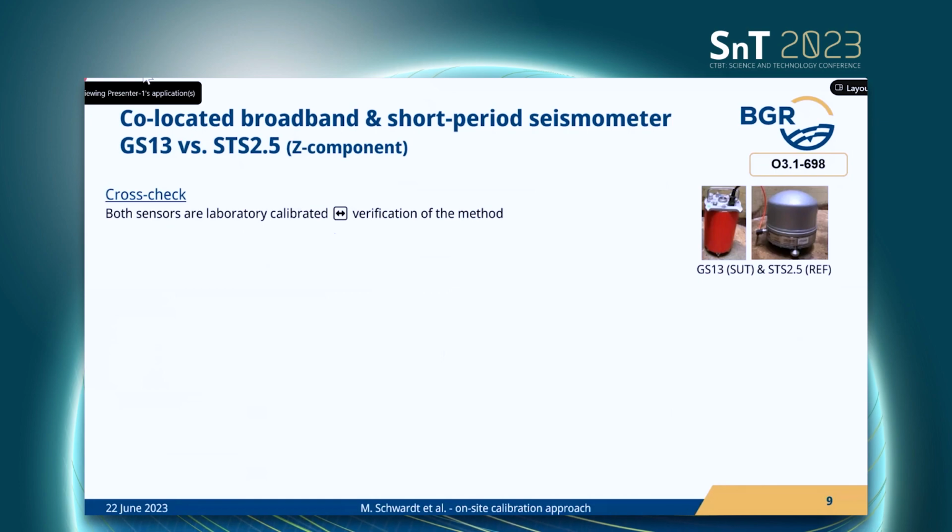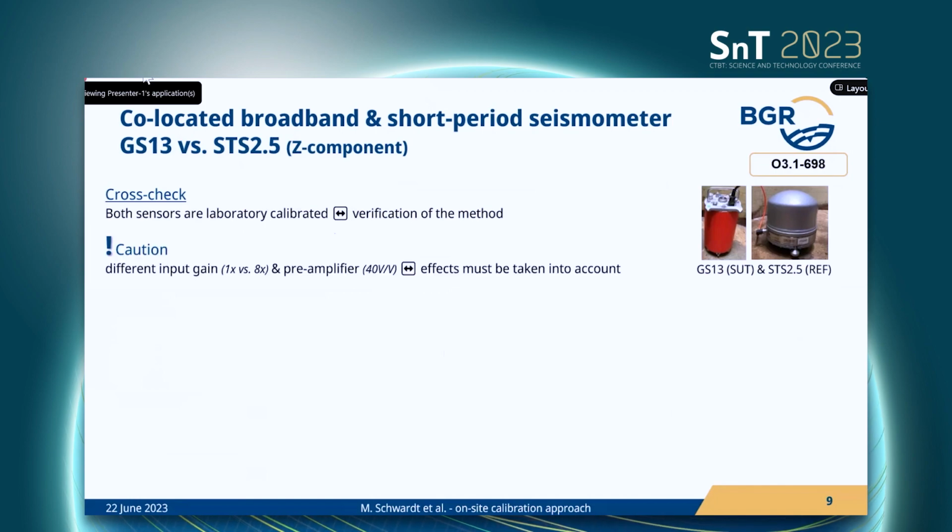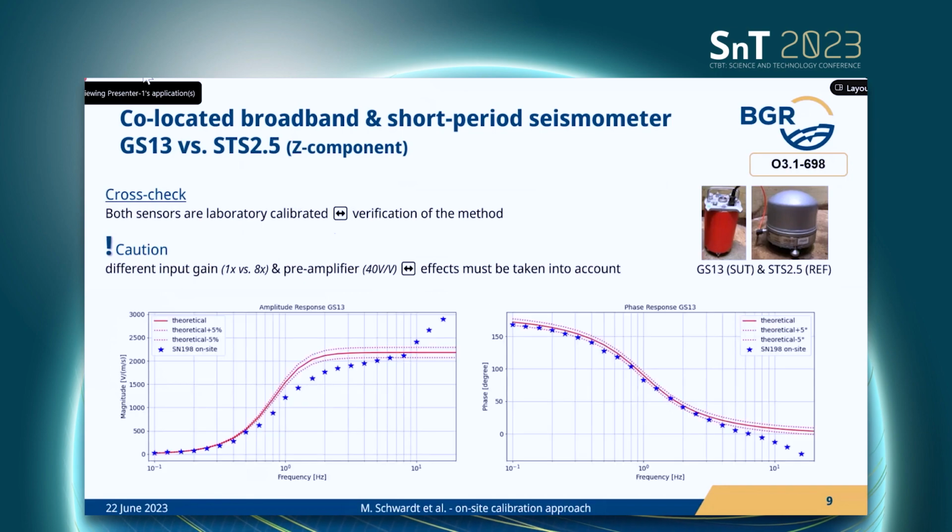As I mentioned before, we have different seismometers at our station, and we wanted to have a short cross-check. So, is the method working? We compared two calibrated sensors, in this case the GS13 and the STS2.5. Caution had to be taken because they have different preamplifiers and digitizers and so on, but this is not of interest here. In total, we were able to again derive the response function for the GS13 in that case.